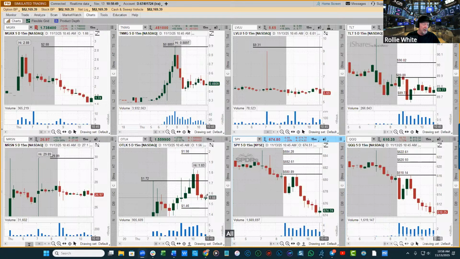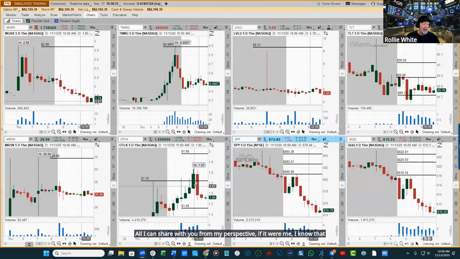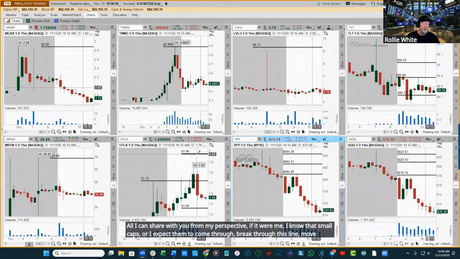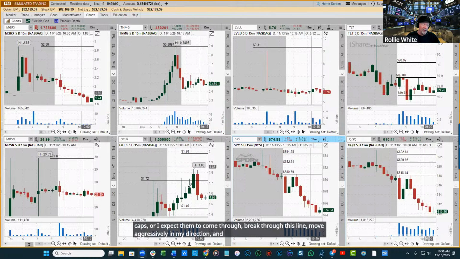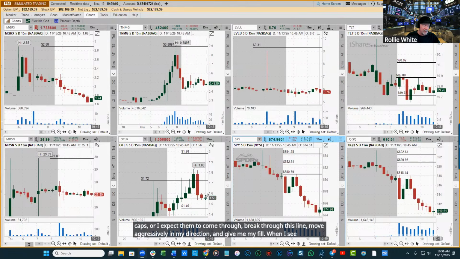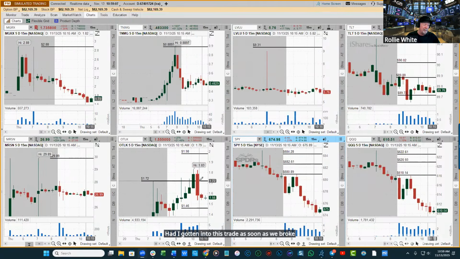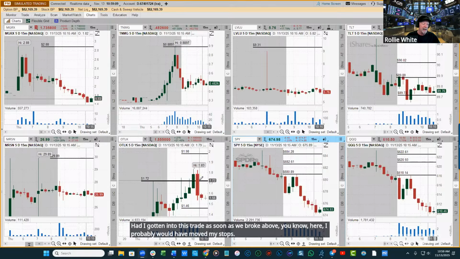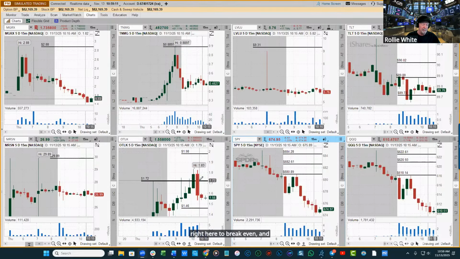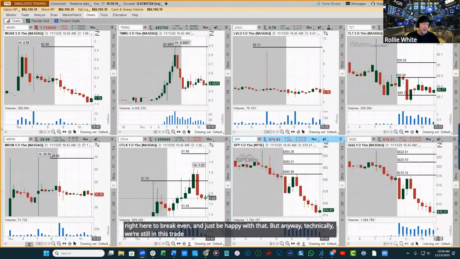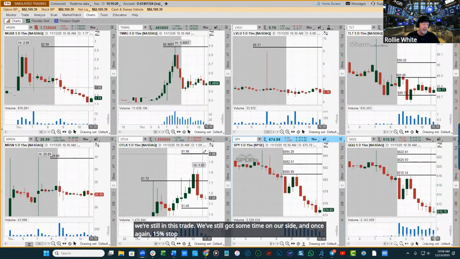All I can share with you from my perspective, if it were me, is that with small caps I expect them to break through this line, move aggressively in my direction, and give me my fill. Had I gotten into this trade as soon as we broke above here, I probably would have moved my stop right here to break even, and you may be happy with that. But anyway, technically, we're still in this trade. We've still got some time on our side. And once again, 15% stop loss, 15% profit target.